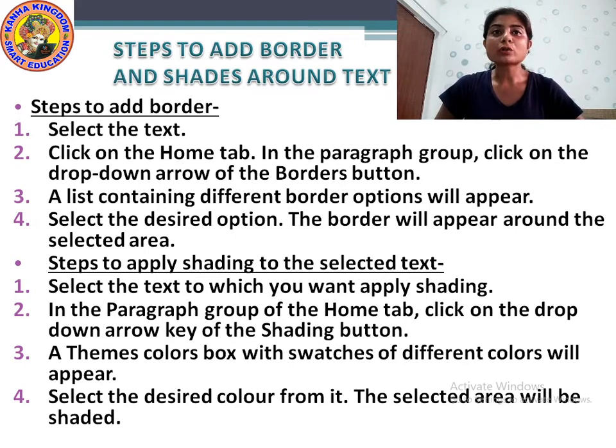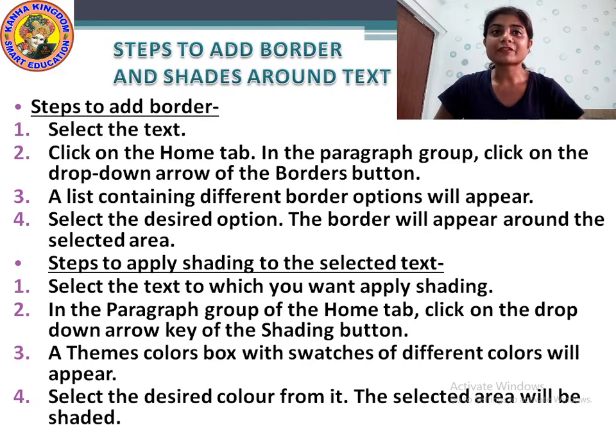And now, how to apply shading to the selected text. How can you shade the selected text? How can you highlight it? The first step is to select the text to which you want to apply shading.